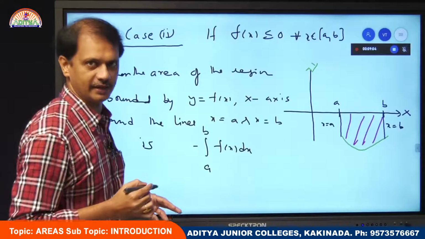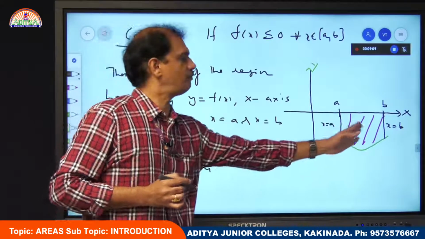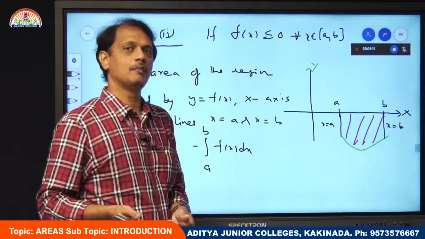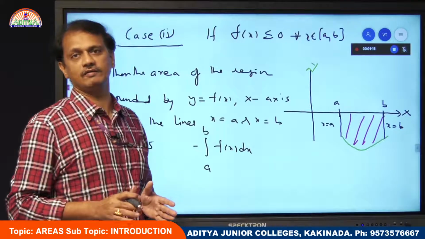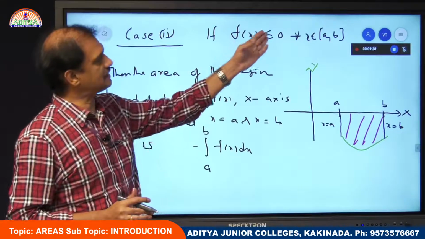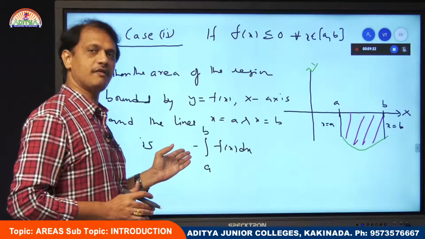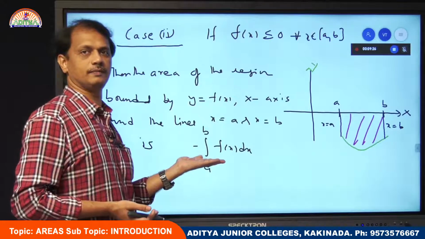Why, sir, you are considering minus sign? See, here f of x values are all negative. Therefore, summation of all these negative values will be a negative value. But what we are calculating? We are calculating area of the region. Area should be always a non-negative quantity. For that one, what I am doing is, since f of x is less than or equal to 0, then minus f of x will be greater than or equal to 0. Now, the summation will be a positive one.